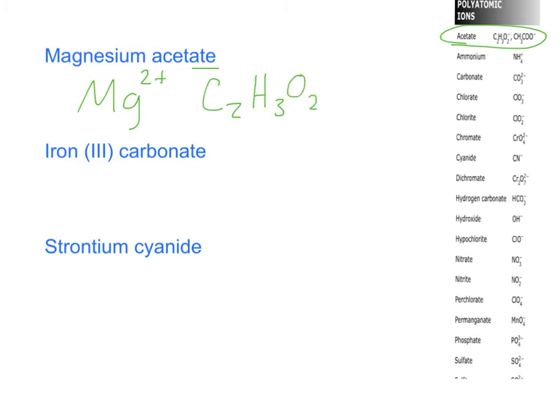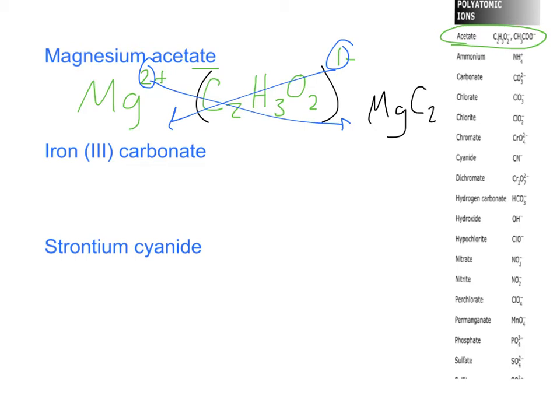C2H3O2. And so remember what I told you guys with these. When you see these, I want you to go ahead and put them in parentheses, okay? And then we know that the oxidation state for this one is a 1-, as it tells us, okay? So you're going to take your 2, cross it. You're going to take your 1 and cross it, so that what we end up with is Mg C2H3O2. Put this in parentheses, and then I want to put my 2 right outside there, okay?